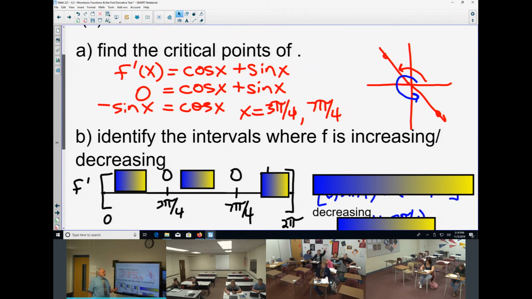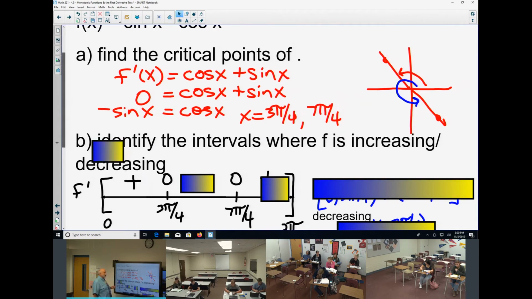So if we use pi fourths and we plug it into the derivative, cosine of pi fourths plus the sine of pi fourths, aren't those both positive? Sine and cosine of pi fourths? So if they're both positive, radical 2 over 2 plus radical 2 over 2. I don't even care that they're radical 2 over 2. What I want to know is that they're both positive. So I have a positive value plus another positive value. So this has got to be positive.